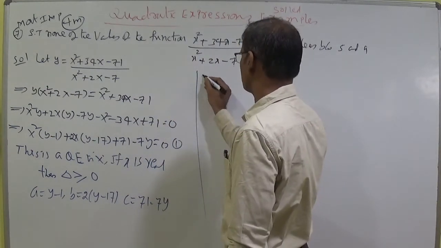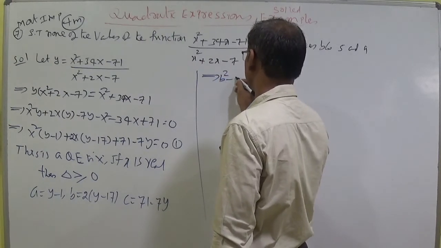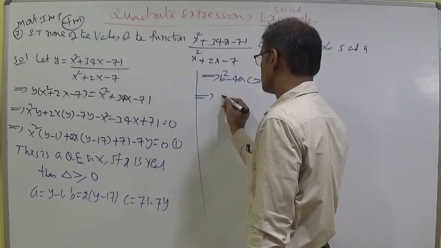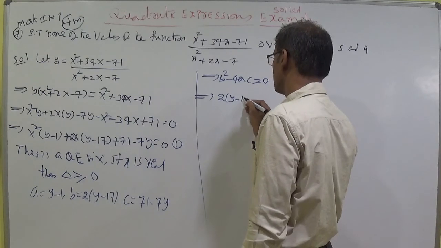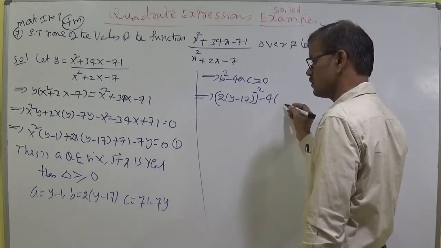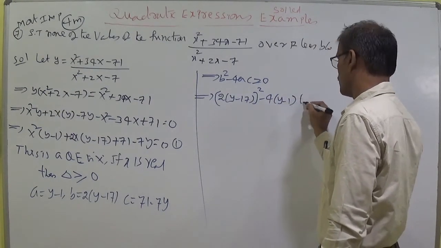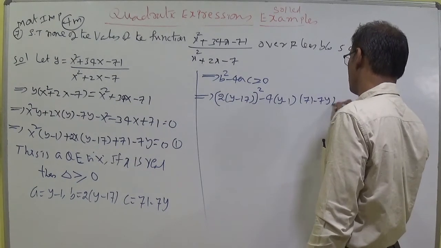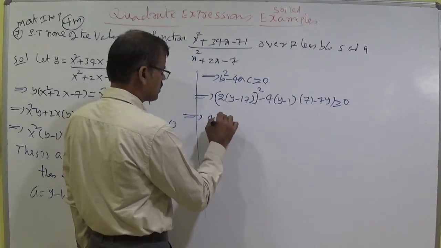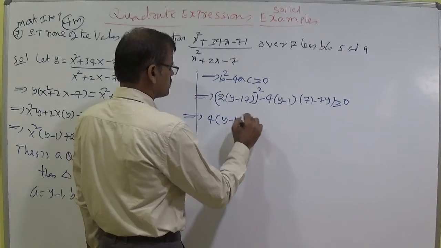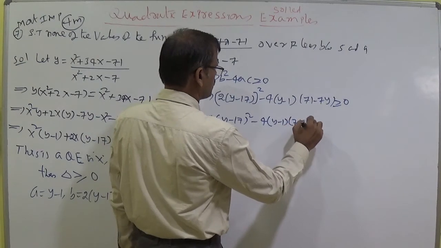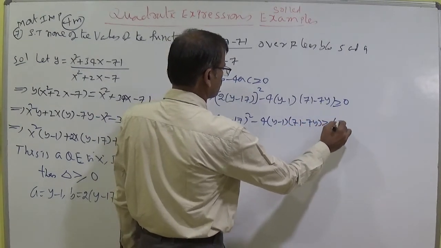Using delta greater than or equal to 0, I am writing b square minus 4ac greater than or equal to 0. What is b square here? 2 into y minus 17, whole square, minus 4 into the a value, which is y minus 1, and the c value, which is 71 minus 7y, greater than or equal to 0. That implies, next step, we can write 4 into y minus 17 whole square minus 4 into y minus 1 into 71 minus 7y greater than or equal to 0.